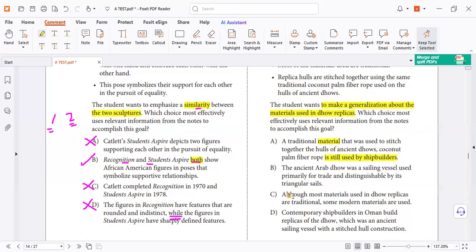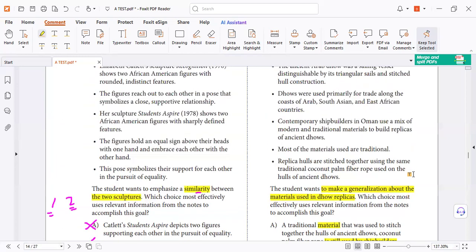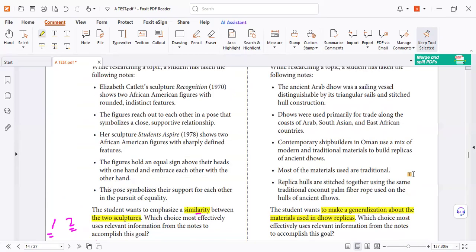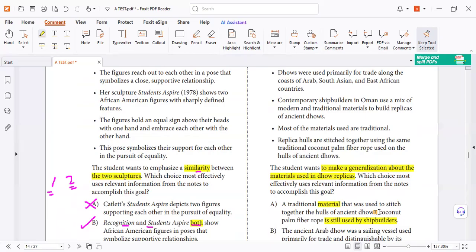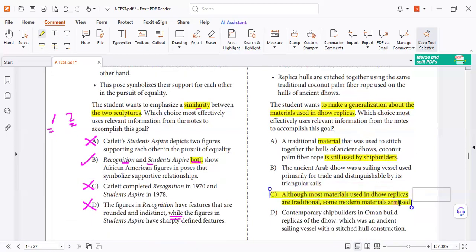Look for letter C. Although most materials used in our replicas are traditional, some modern materials are used. Feel it? Imagine, my friend. Yes. Remember something. We can add details in answers, not mention the point. Maybe. So that is the point. So here, he mentioned coconut, but he didn't mention it's used up to now. It was used in the past. That means here letter C is correct.